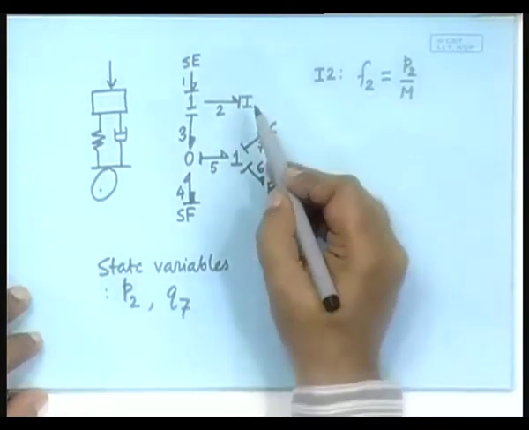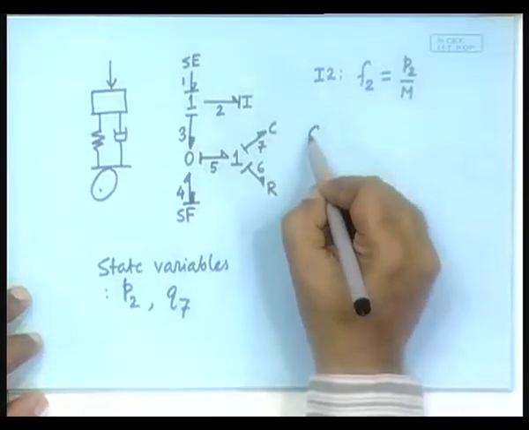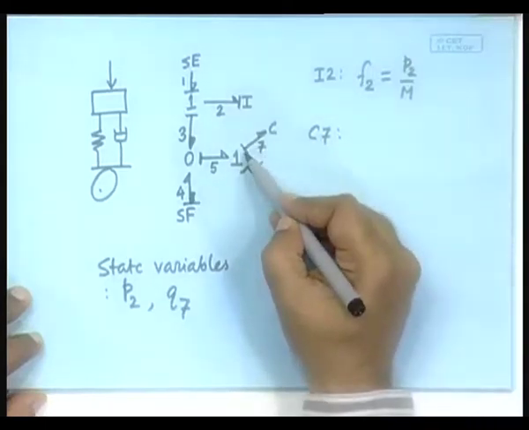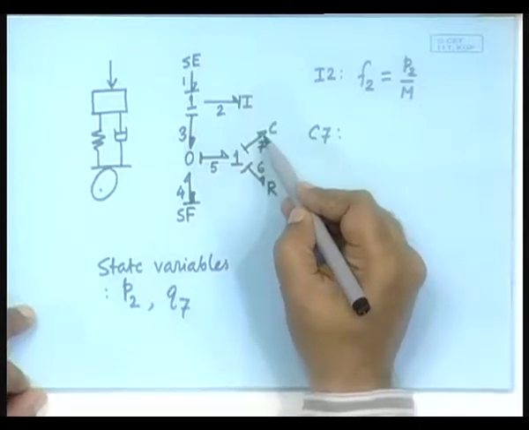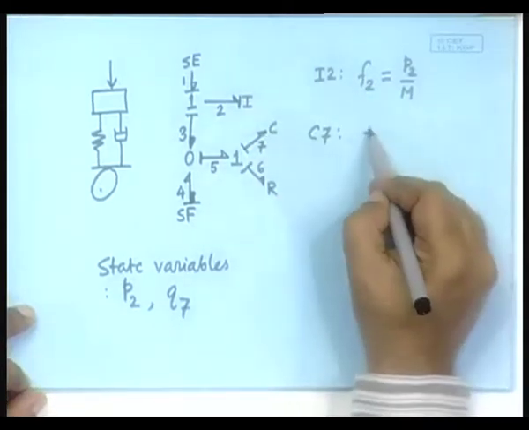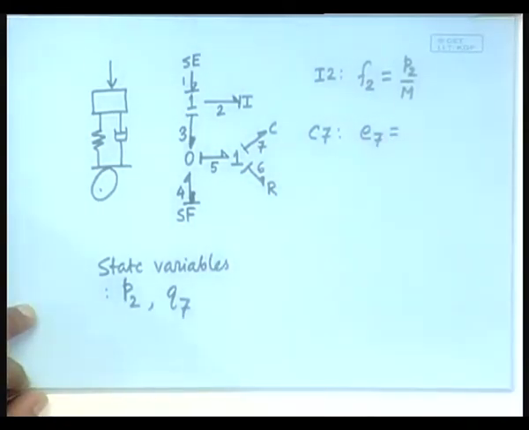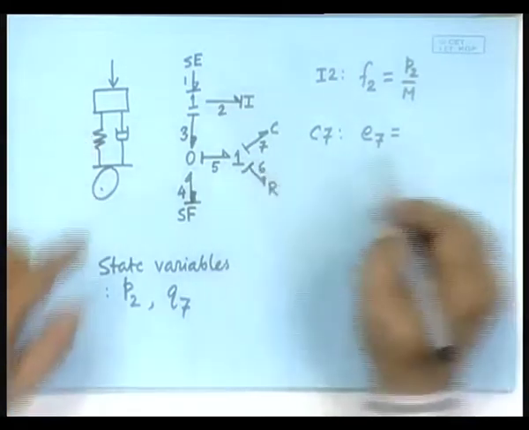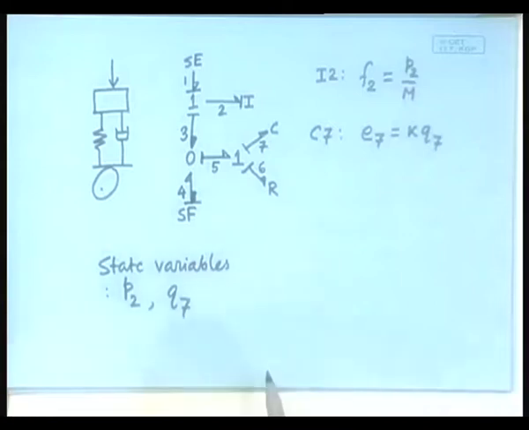Now, let us ask this question with reference to the C element. So, C7. What does it give to the system? Effort. Effort in C7. So, E7. Express it in terms of the state variable, which you know. It is actually spring constant K times Q7. Done.